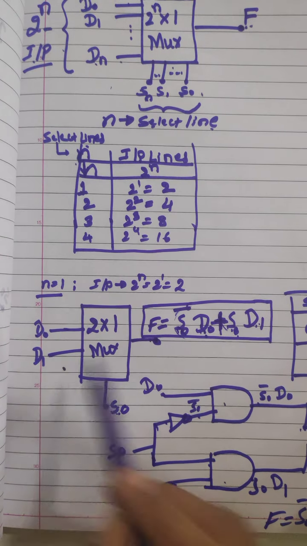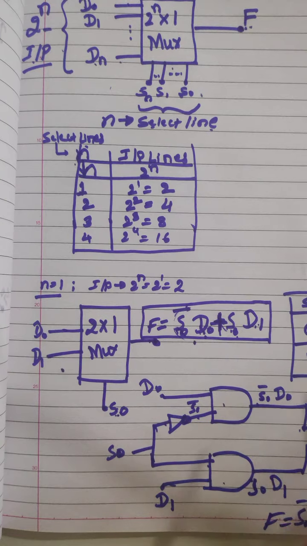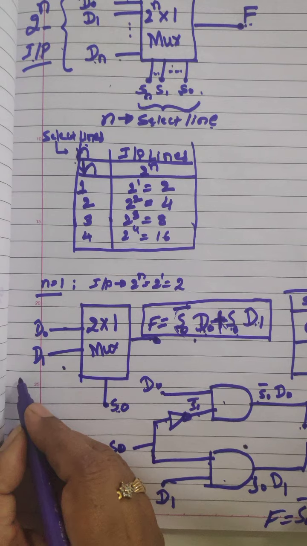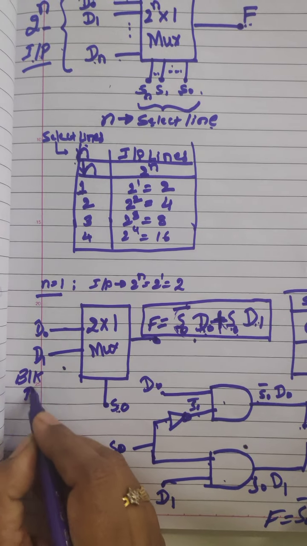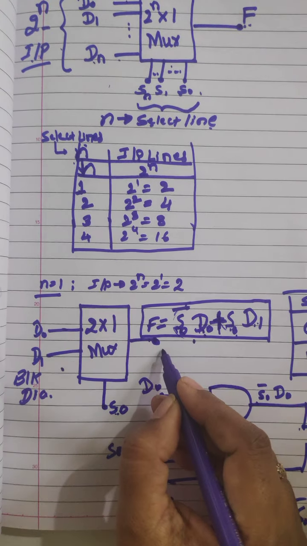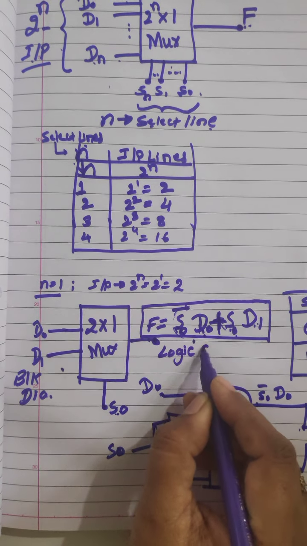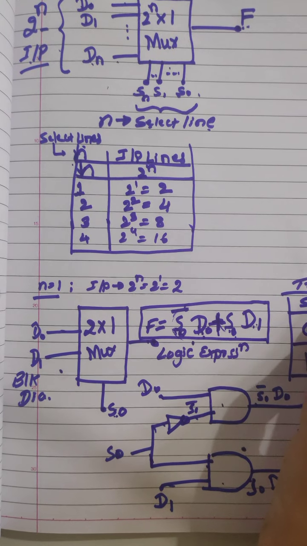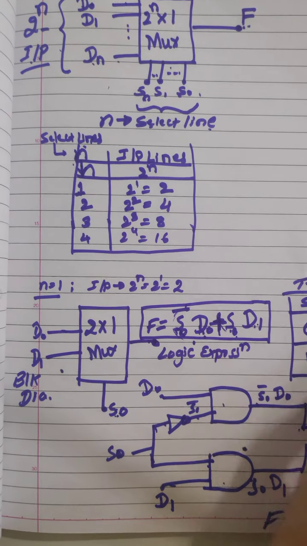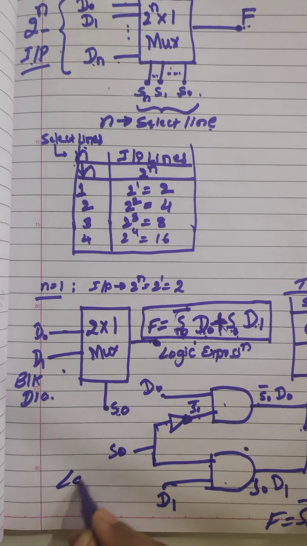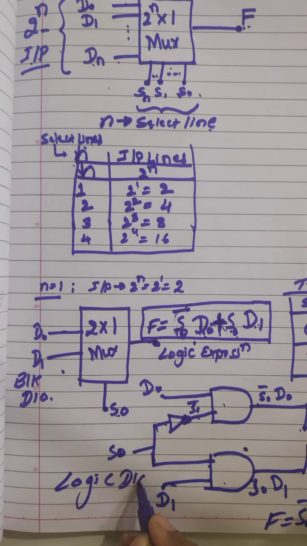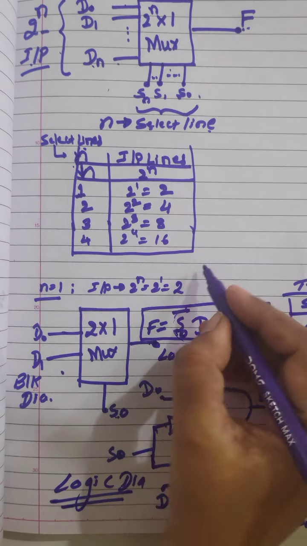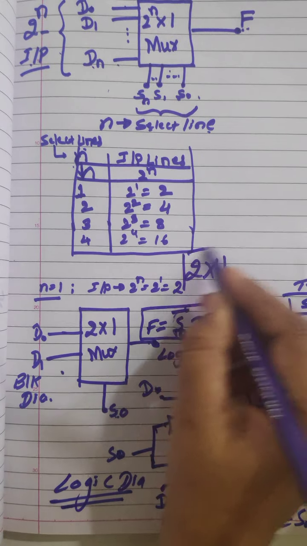So this is the block diagram, this is the logic expression, this is the truth table, and this is the logic diagram, for the 2 cross 1 mux.